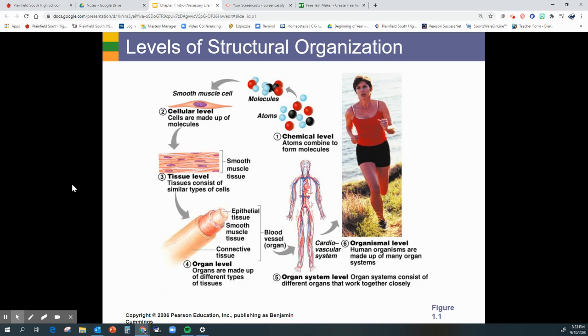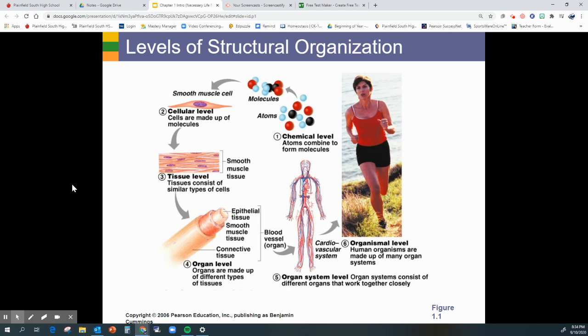Organs are comprised of several different layers of tissue, all trying to perform a similar function. In the case of the blood vessel here, we're trying to move blood around the body. There are 3 layers here. We've got connective tissue on the outside, smooth muscle tissue in the center, kind of as a sandwich, and then the very inside layer of tissue is the epithelial tissue.